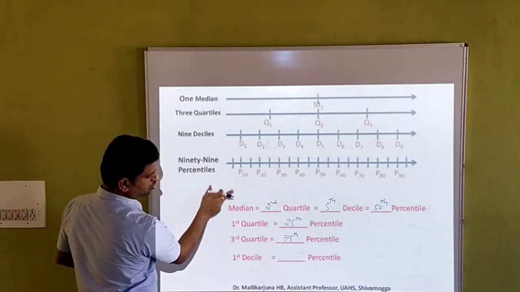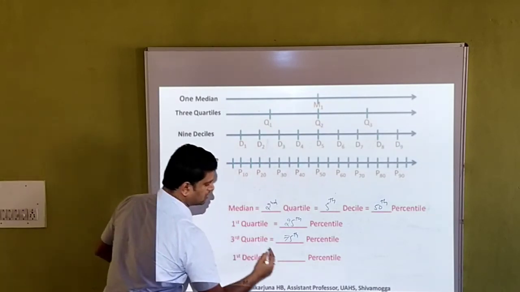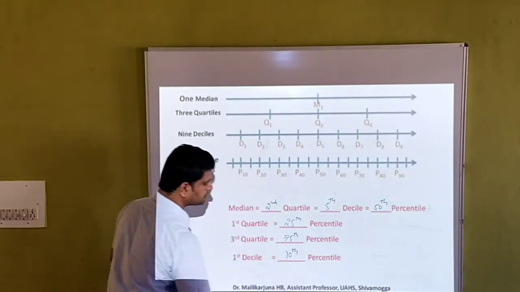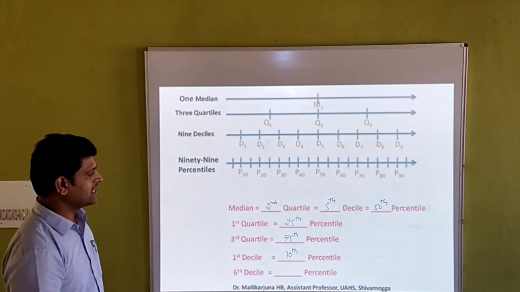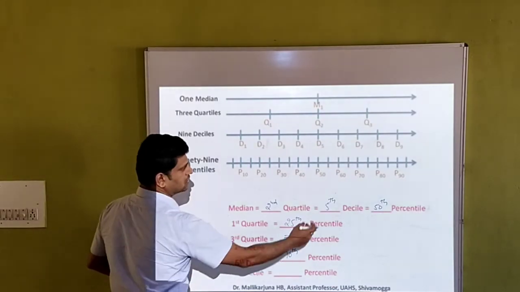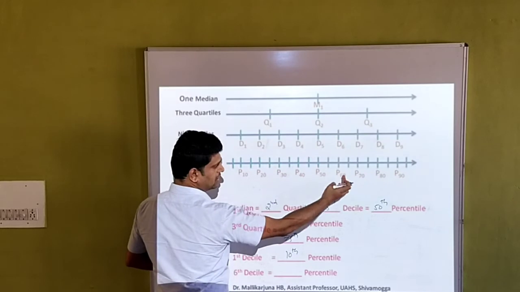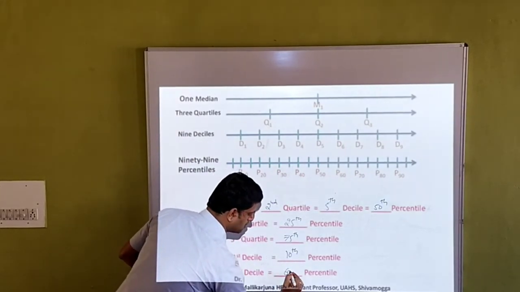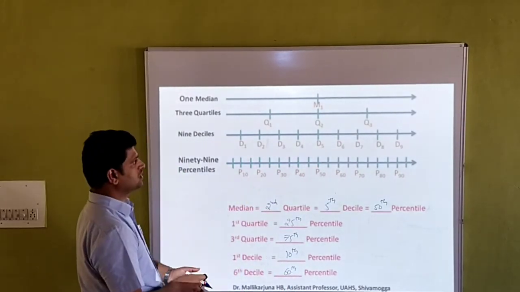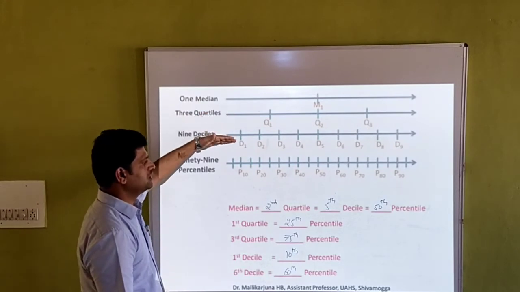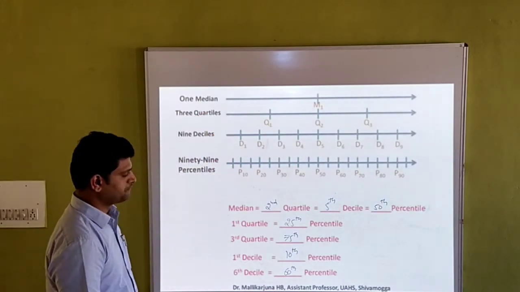First decile is D1. D1 is equal to dash percentile, the 10th percentile. Sixth decile is equal to dash percentile. Sixth decile is P60, the 60th percentile. So these are the median, quartiles, deciles, percentiles.